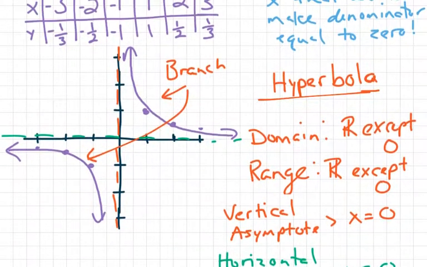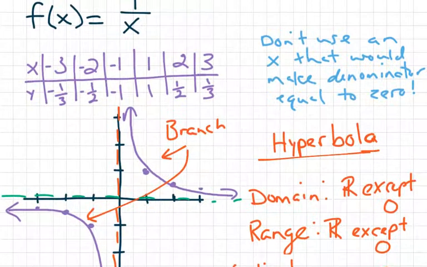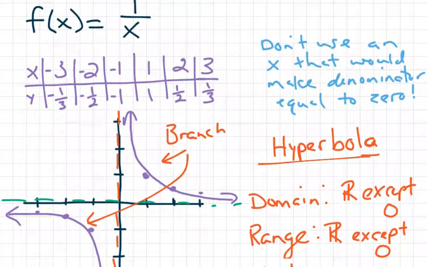Okay, so that's the parent function in a nutshell. Y equals 1 over x, or f of x equals 1 over x. It's a hyperbola, the domain, all real numbers except 0. Same thing for the range.